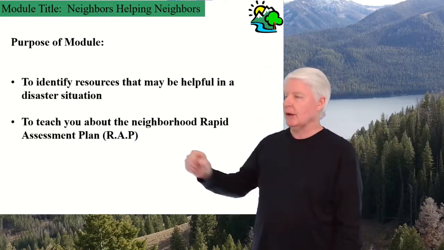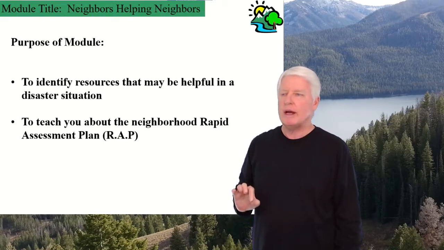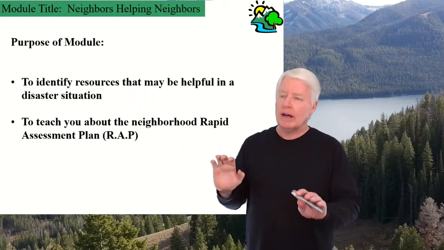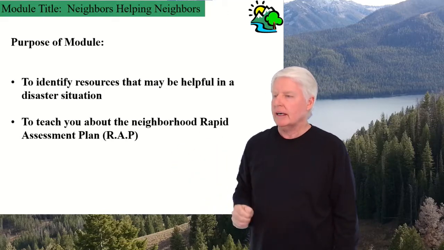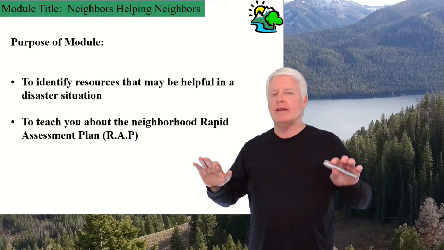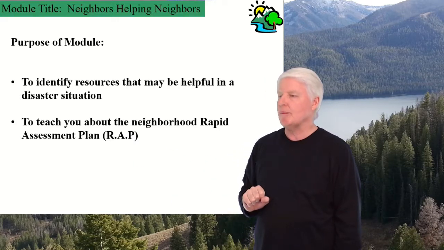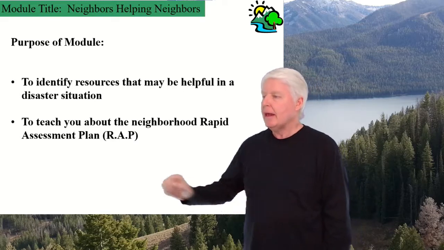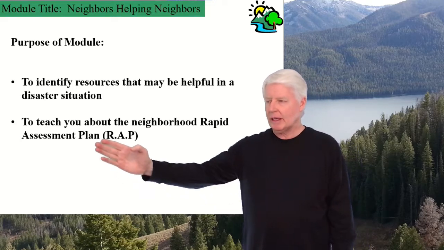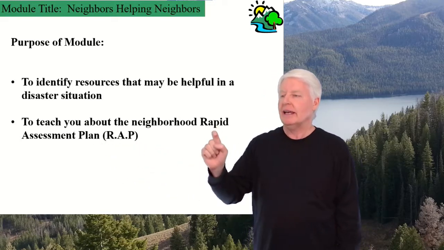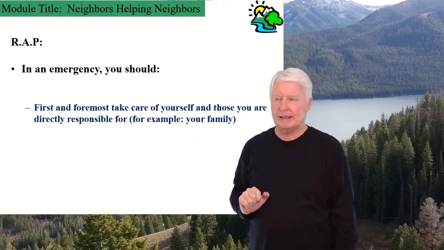The purpose of this module then is to identify resources that may be helpful in a disaster situation. We have a form that, if you feel comfortable filling it out, we'd like you to do that and email it to your coordinator so they know the different types of skill sets in the neighborhood and can call on you as needed to help the neighborhood out in a disaster. And also to teach you about the Neighborhood Rapid Assessment Plan, which I'm going to call RAP from now on. Again, RAP is the acronym for Rapid Assessment Plan.